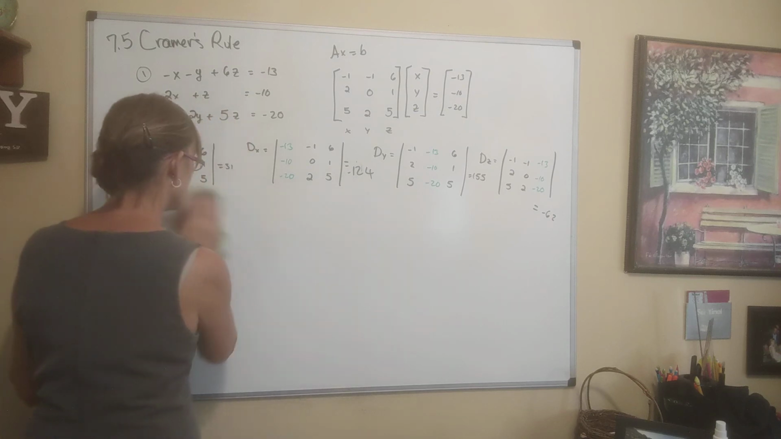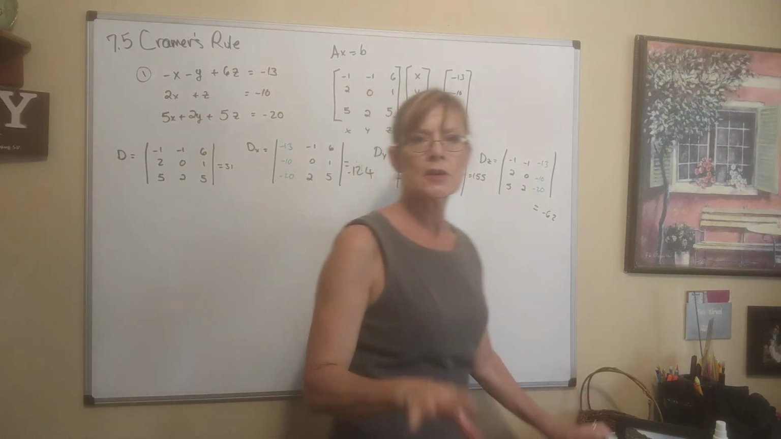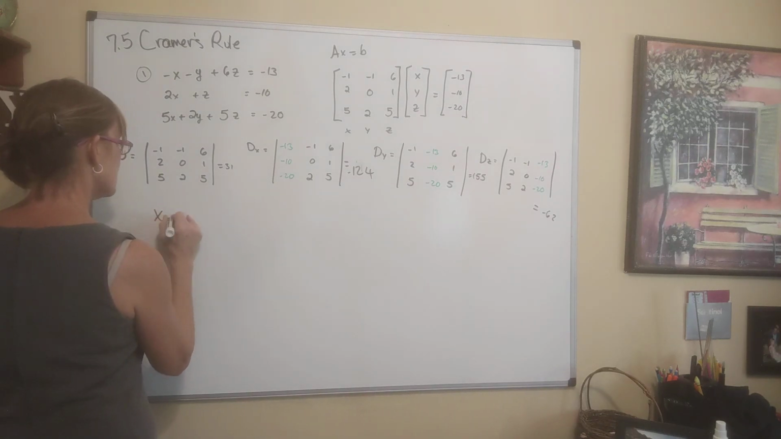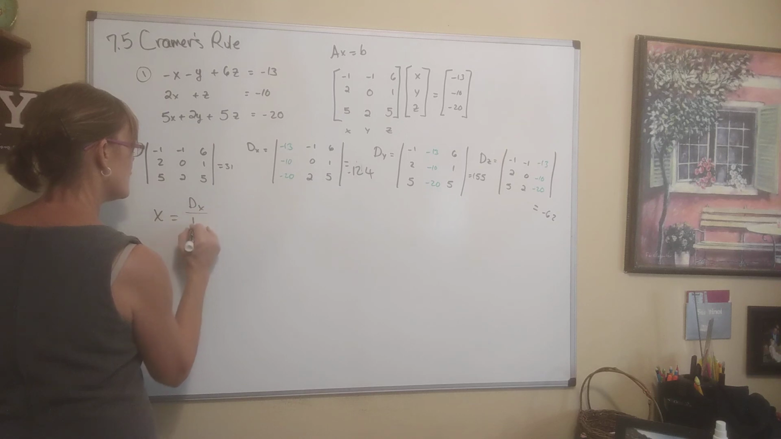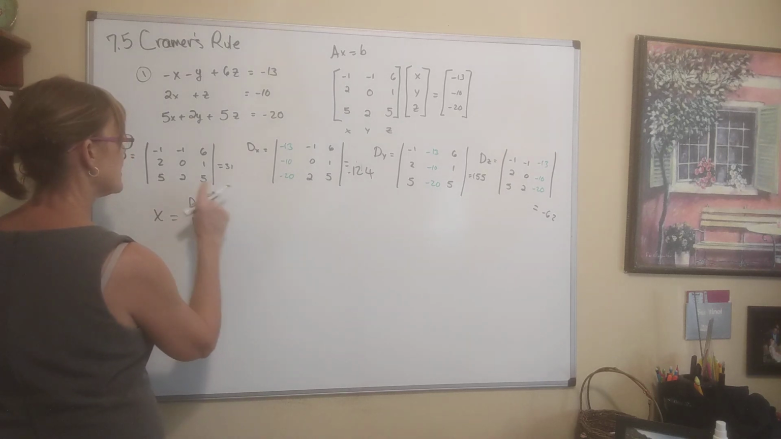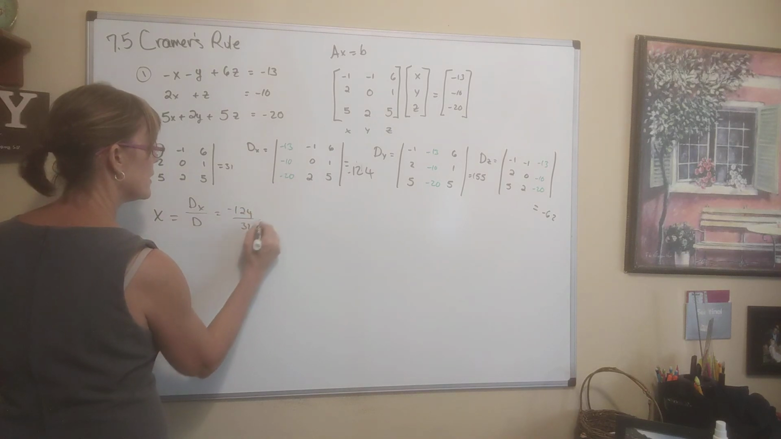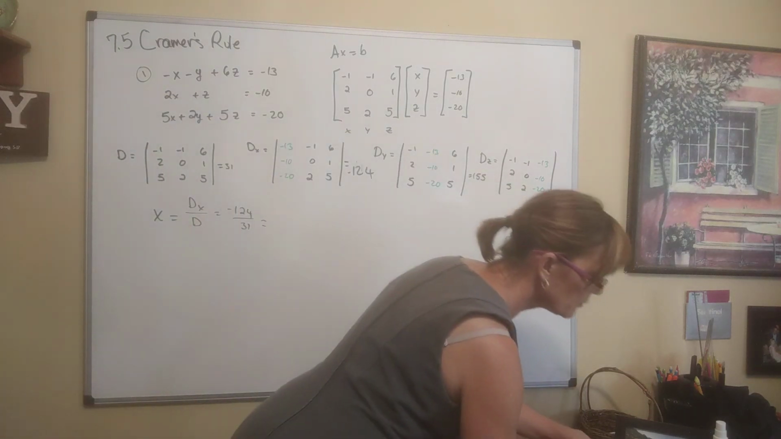Why do we care? Because once you have the determinants, that's the hard part, which is not even that hard. X equals the division of d sub x over d. This guy's determinant divided by this. -124 divided by 31, which equals -4.